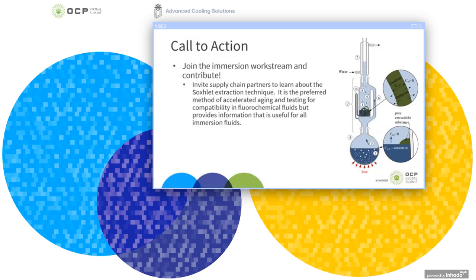And I will close with a call to action. If you're a vendor of materials or components to the compute industry, I encourage you to contact us and learn about this oxalate extraction technique. It's a method we use to assess the compatibility of materials for immersion cooling. It allows us to quantify exactly how much extractable substance is in a material. And this is information that's useful not just for us, but for all flavors of immersion cooling.